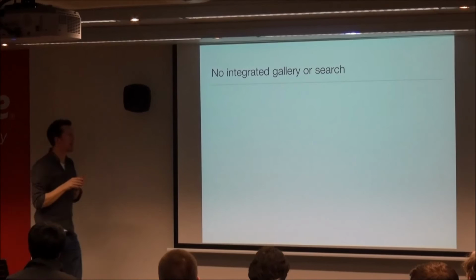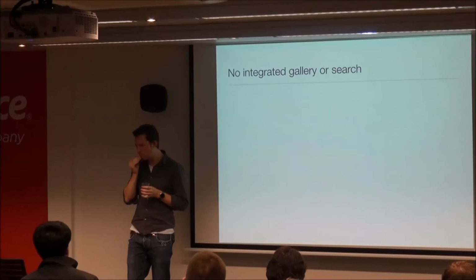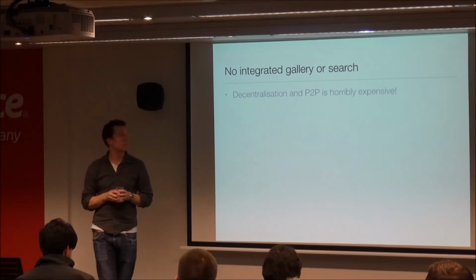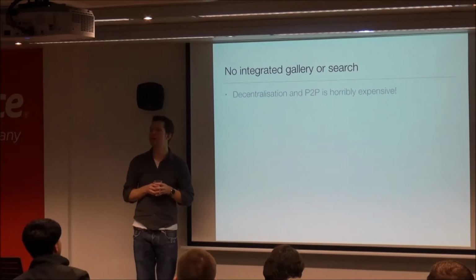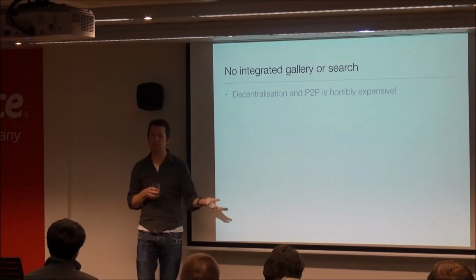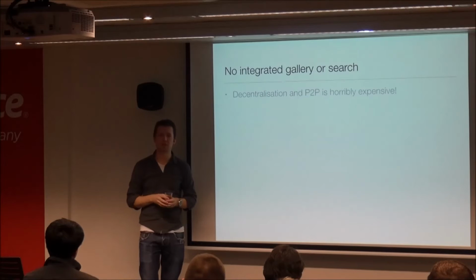No integrated gallery. Probably the most controversial decision in the design, in terms of the one that people ask me to change the most. The reason for this is that decentralization and Bitcoin and peer-to-peer stuff is horribly, horribly expensive to implement in terms of time. Developer time is money, right? It's just very, very difficult. Everything becomes thousands of times harder when you do it decentralized.